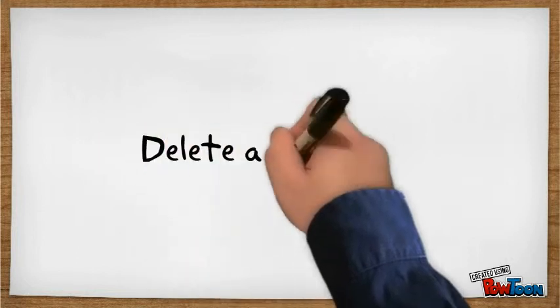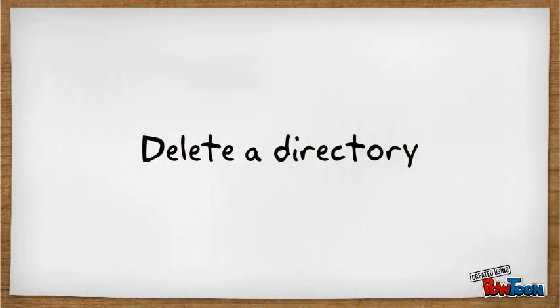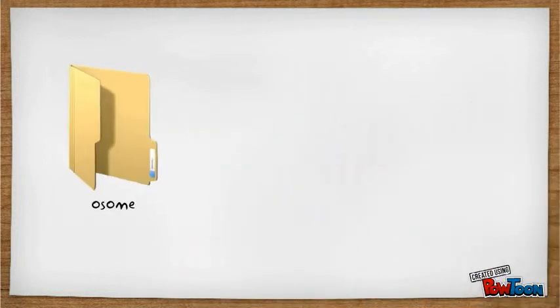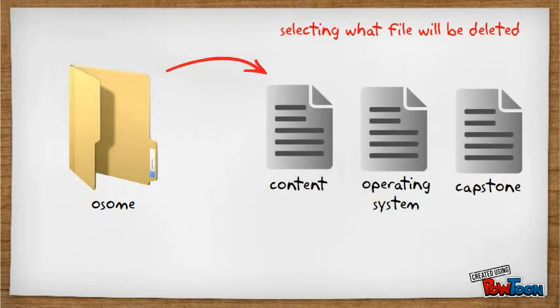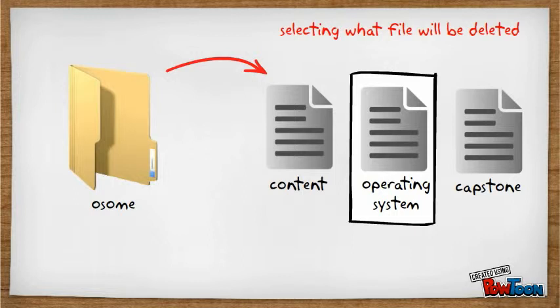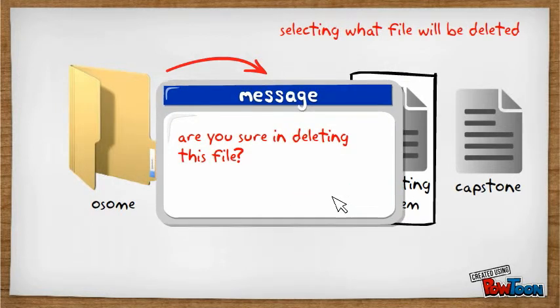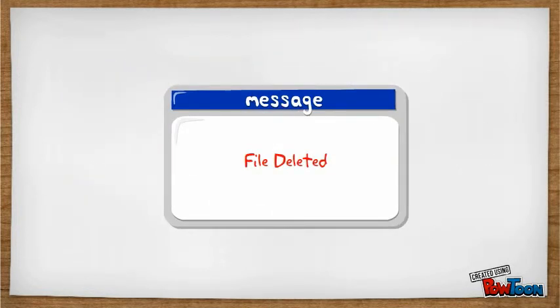When it comes to deleting a directory, when you want to delete a particular file, you select which file you want to be deleted. And when you are sure of the file that you want to remove, it will be deleted and removed from the directory.